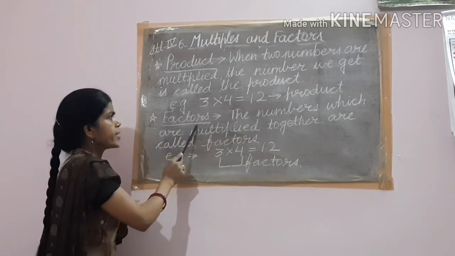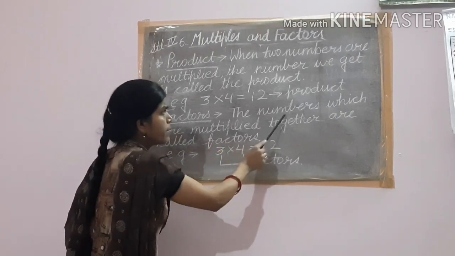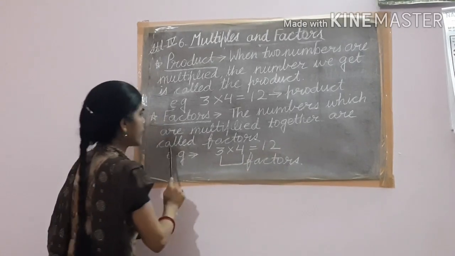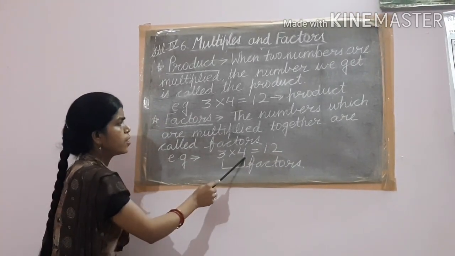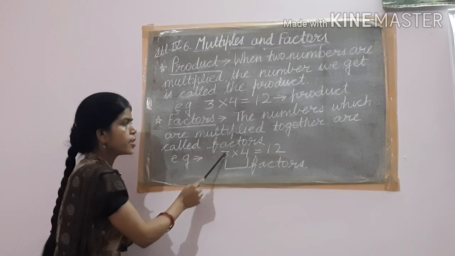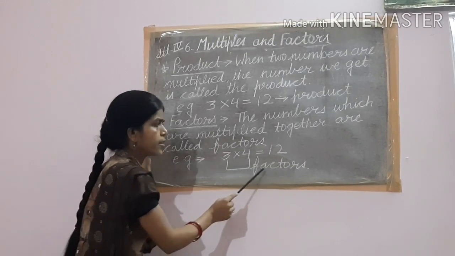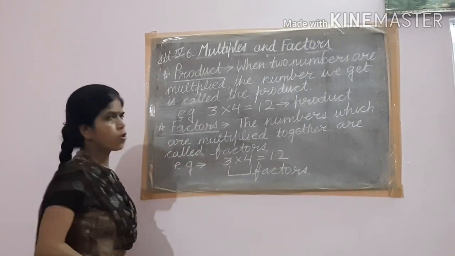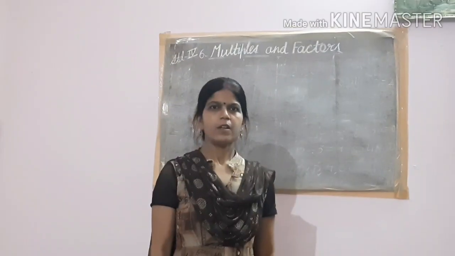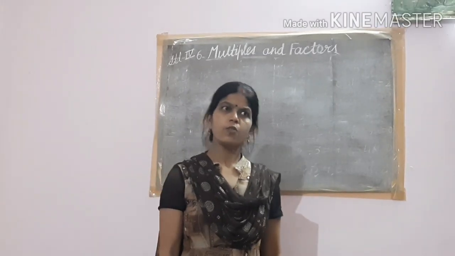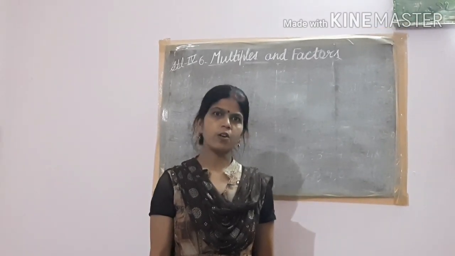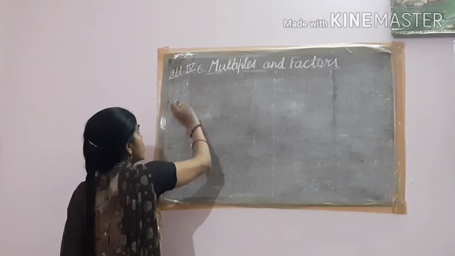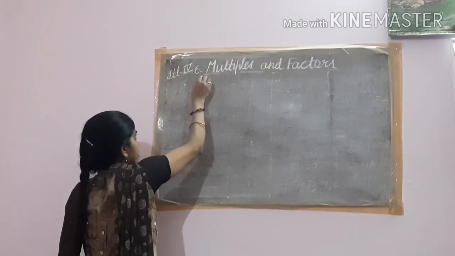Now, factors. The numbers which are multiplied together are called factors. So here 3 and 4 both are multiplied together, so 3 and 4 both are factors here. So children, you will write this definition in your maths copy. Now let us find out what we mean by the factor of a number. Let's take a number 12. Number 12 I have taken here.